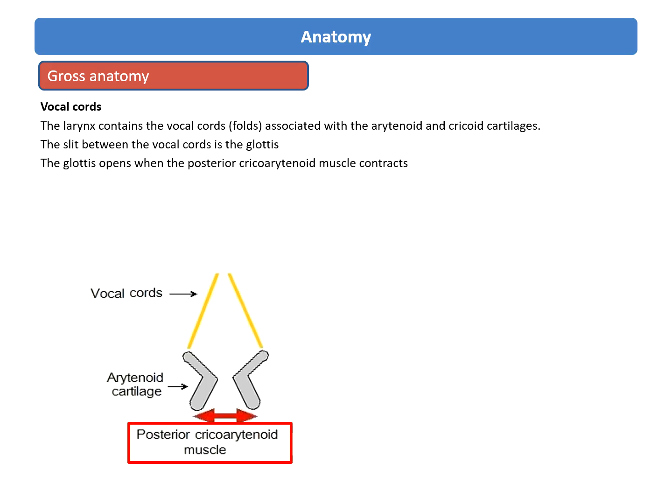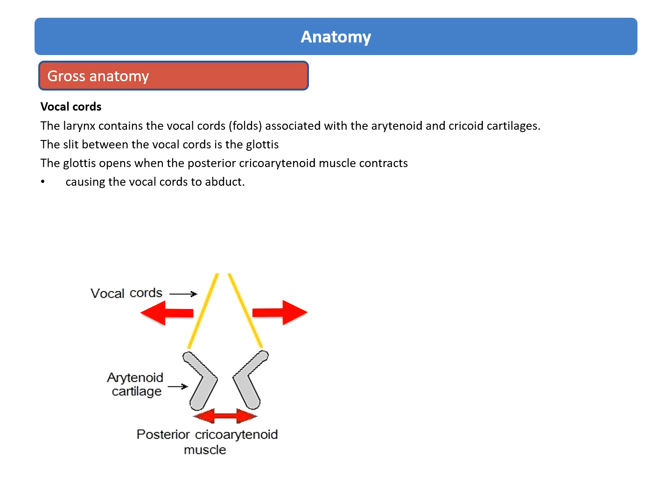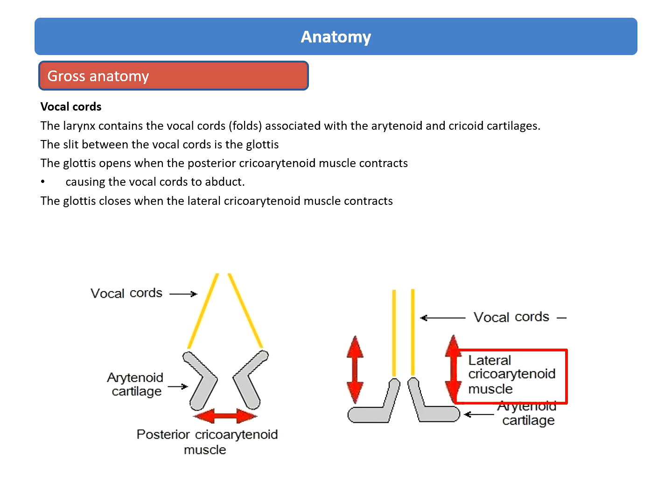The glottis opens when the posterior cricoarytenoid muscle contracts, causing the vocal folds to abduct, that is, they move further apart. The glottis closes when the lateral cricoarytenoid muscle contracts, causing the vocal cords to adduct, that is, to move closer together.